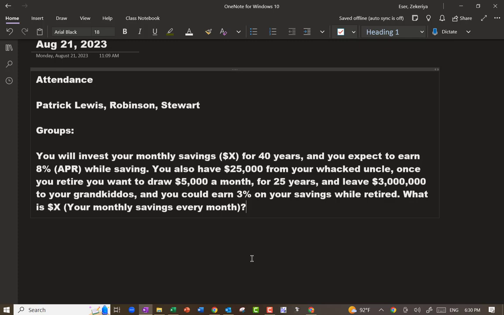But I need to figure out how much money I need to afford those. But we already recognize that that is the present value of that 25 years' worth of 5,000 plus the balloon. And we know how to make that calculation.